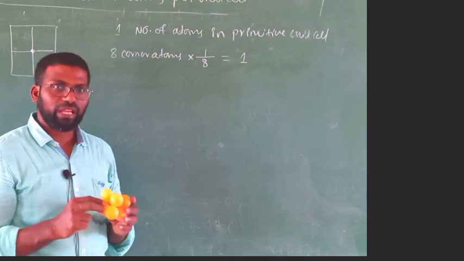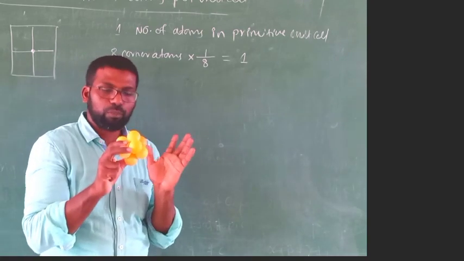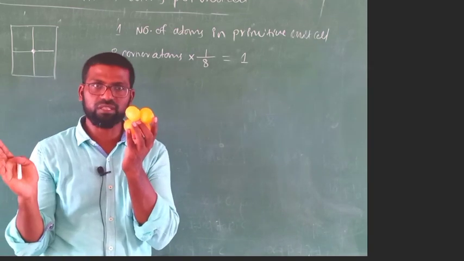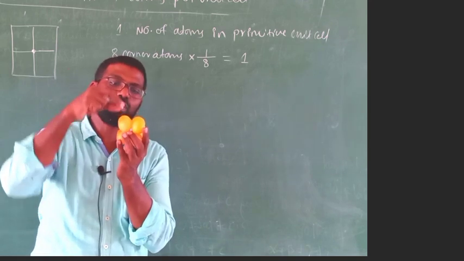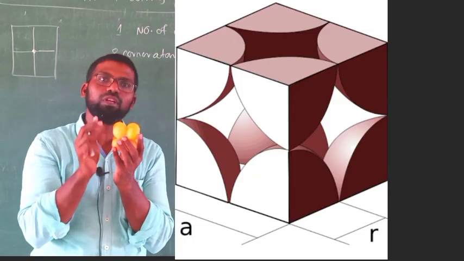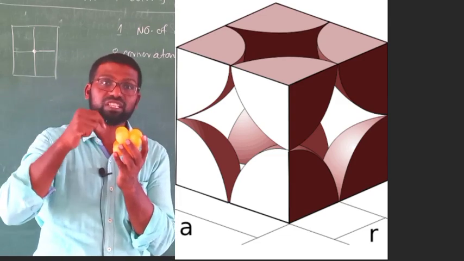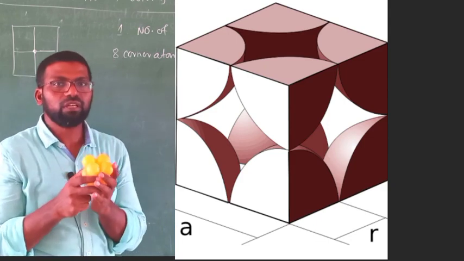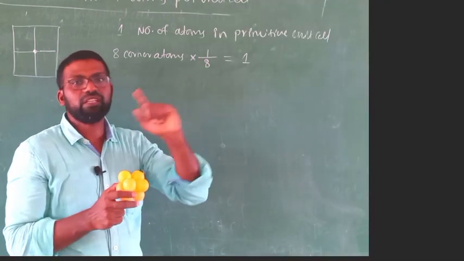Dear students, actually there will be 8 particles at 8 corners. There is no doubt in that. But since these particles are in contact with some other unit cells, this particle does not belong wholly and solely to this particular unit cell. This particle also belongs to other unit cells in contact with it. So all these particles are shared between other unit cells also. To a maximum, each particle is shared by 8 unit cells.